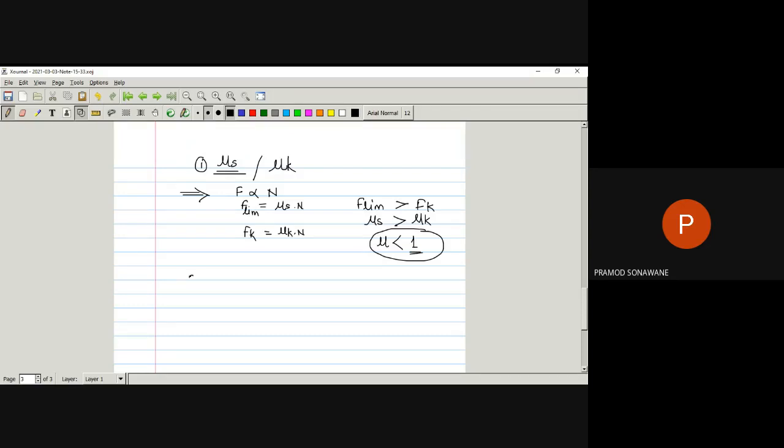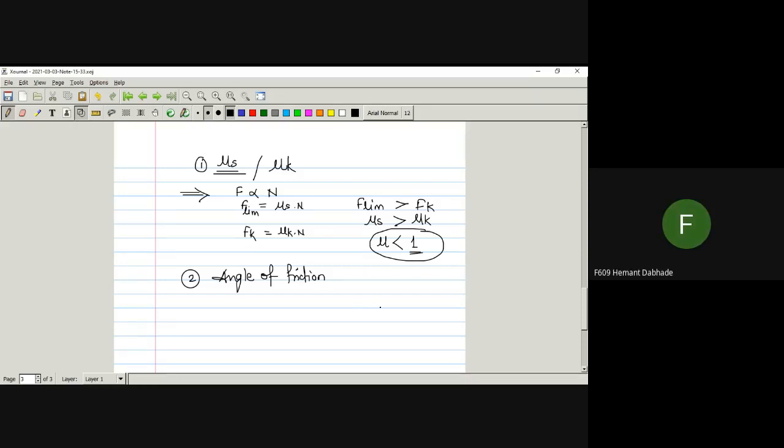Now this is your coefficient of static and dynamic friction. Now second important concept is angle of friction. Can you tell me what is angle of friction? Tan inverse mu.